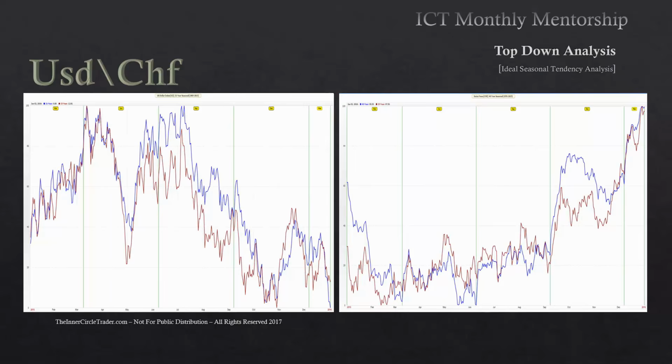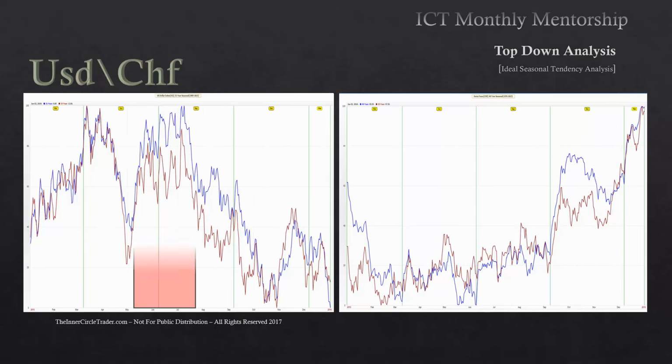Okay, the next pair is the dollar Swissy, or US dollar versus the Swiss franc. Dollar index is on the left-hand side, it's a seasonal tendency for the futures price of the dollar index. And on the right-hand side, it is the futures chart seasonal tendency for the Swiss franc.